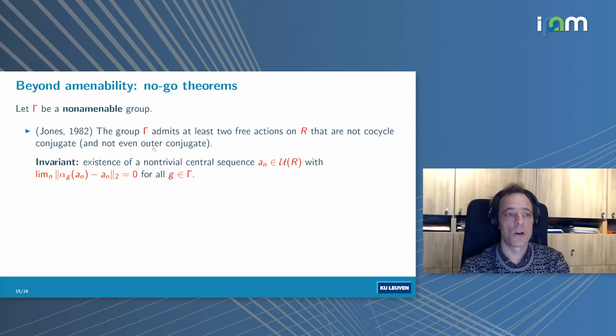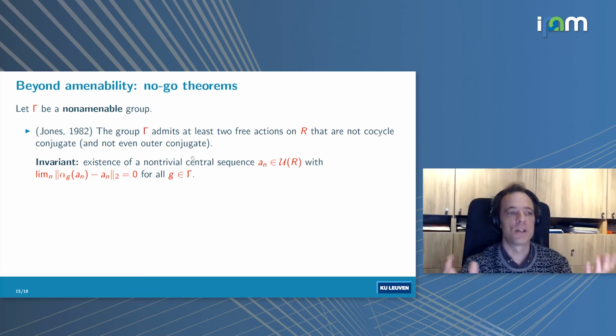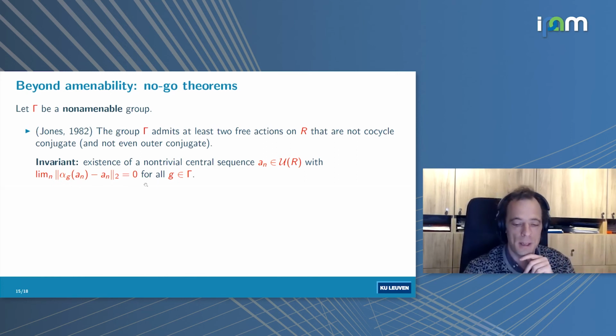So how did Vaughan actually prove that a non-amenable group must have two actions that are not co-cycle conjugate? It's because he introduced an invariant that distinguishes two of them. And the invariant is a yes-no invariant, very much in the spirit of the property Gamma of Murray and von Neumann. Namely, he was looking at the property: does there exist a central sequence of unitaries that are asymptotically invariant under the group action? So you have it or you don't have it.